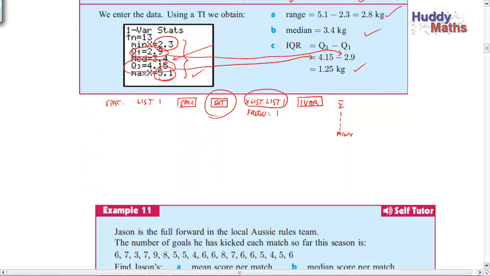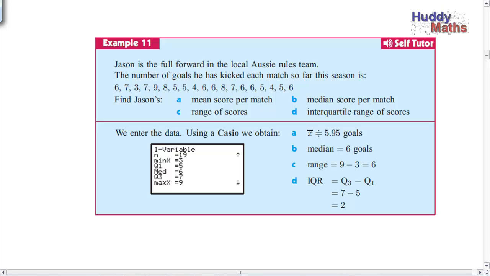Okay, come down, another one here. Jason's a full forward in the local Aussie rules team. The number of goals he's kicked so far this season is this. So this is discrete data. We want the mean, the median, the range, and the interquartile range. So this time using the Casio, as I said before, stat mode, list 1, enter the data, hit calc, F2, down the bottom set, and set it up to refer to what list you put the data in. All frequency 1s, we just list that data straight because it's not a frequency table, and we get everything we need lower down as we come down the screen from the initial page.